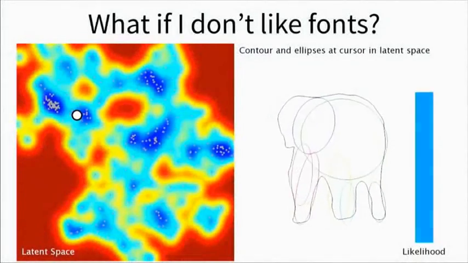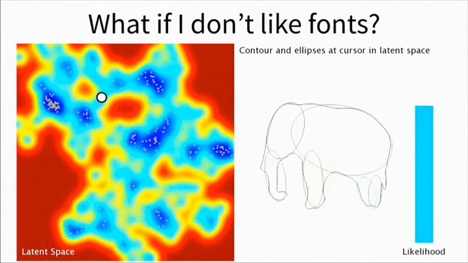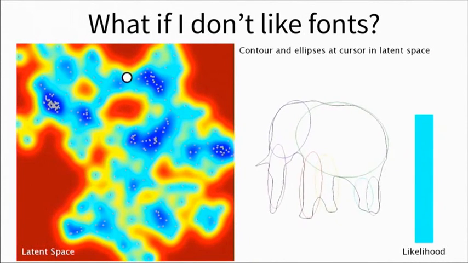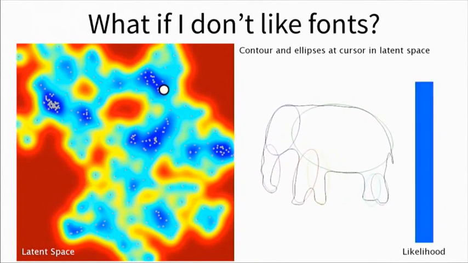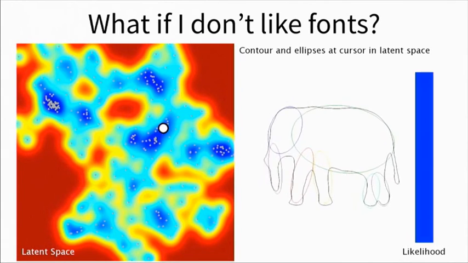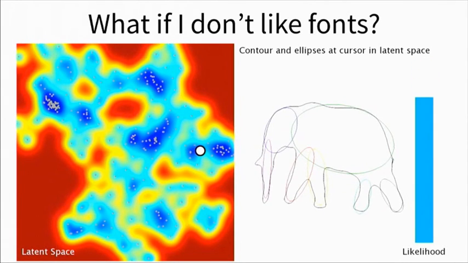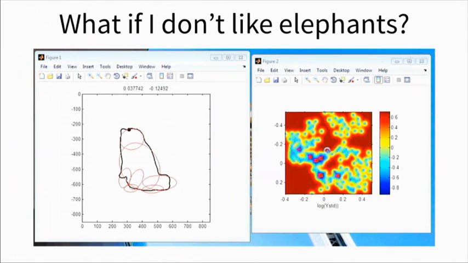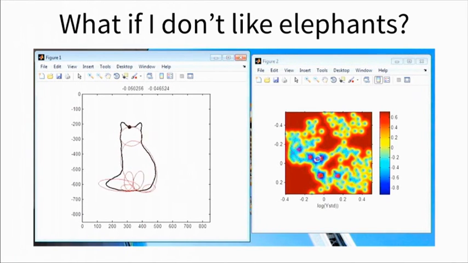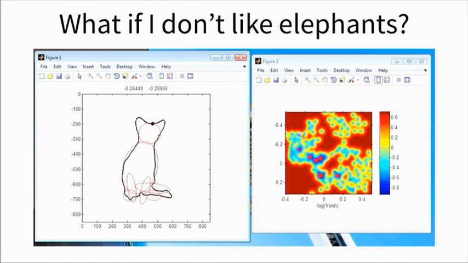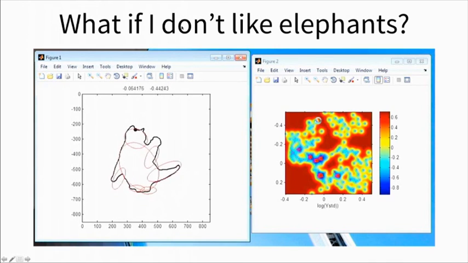So if you don't like fonts, you can still build nice manifolds that match things, but you could build them for something like elephants, which is much more fun, say, than fonts. And if you really don't like elephants, everyone loves cats, because the internet is full of cats, so you can also build some of these models for cats. And you might notice some of these red shapes wandering around the manifold.